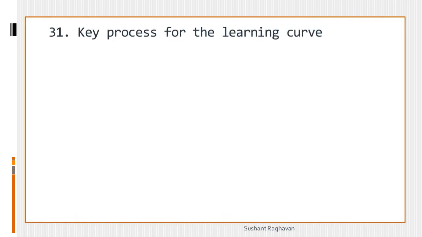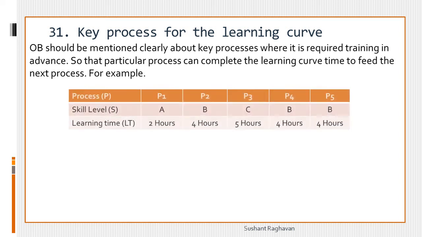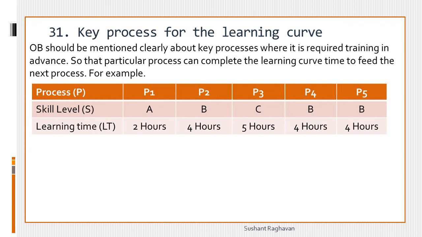Key process for the learning curve. OB should mention clearly the key processes where training is required in advance, so that particular process can complete the learning curve time to feed the next process. For example, process P1, P2, P3, P4, P5.